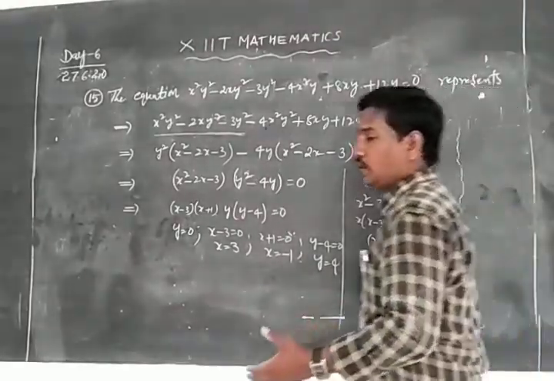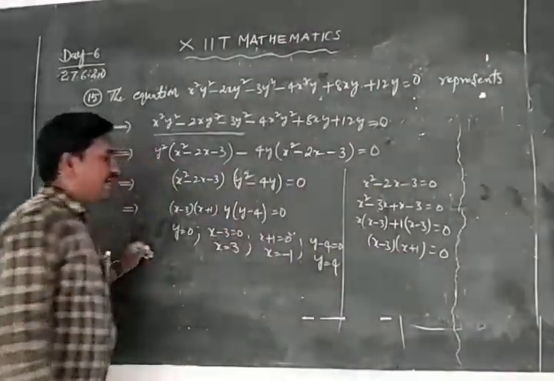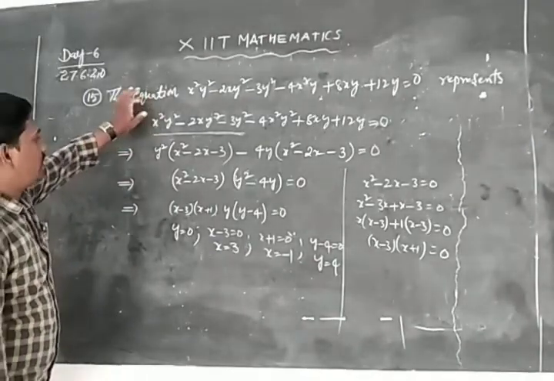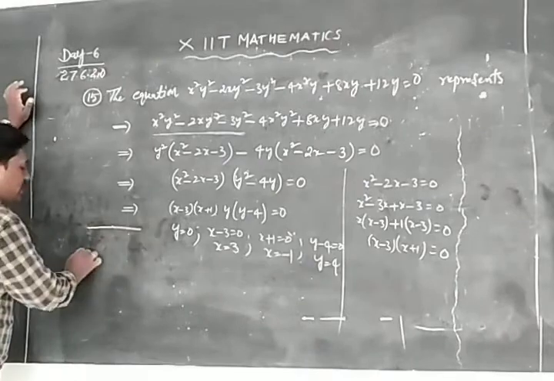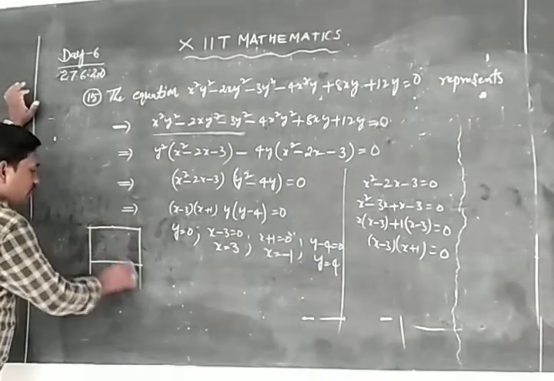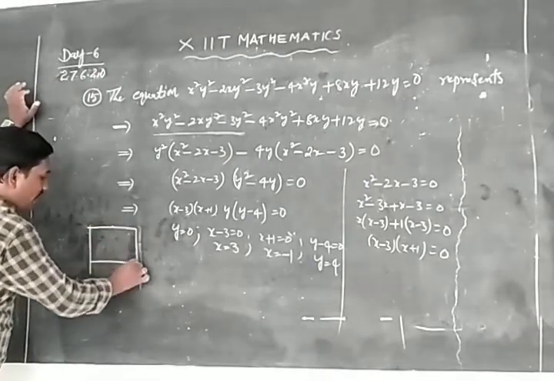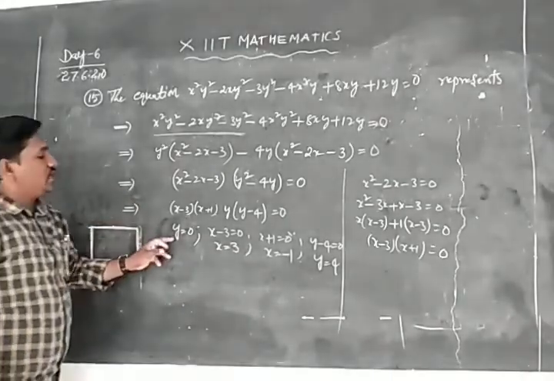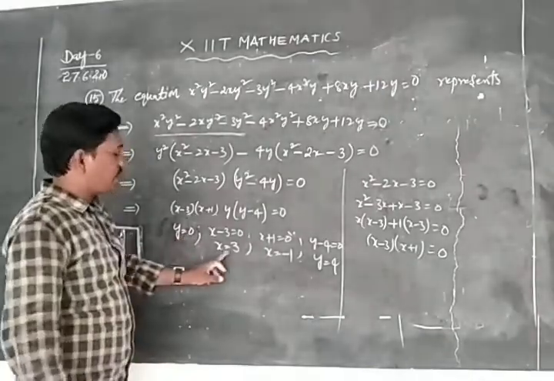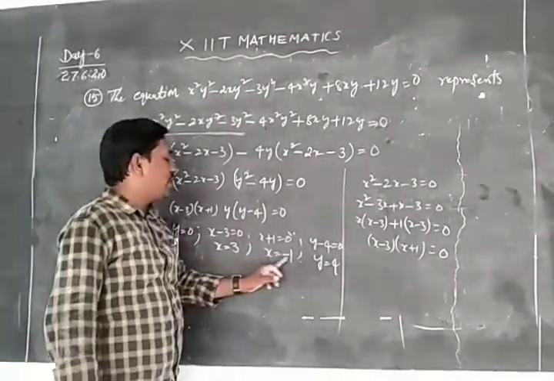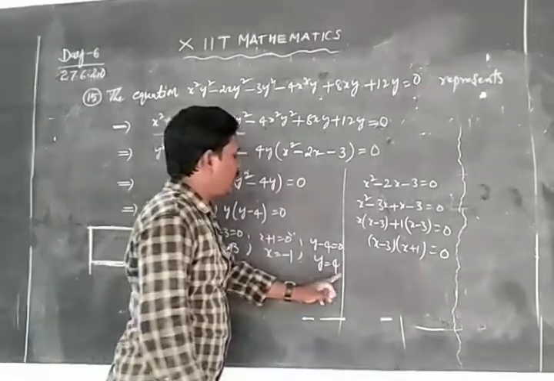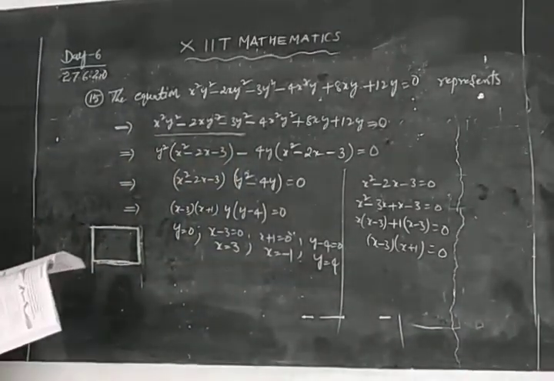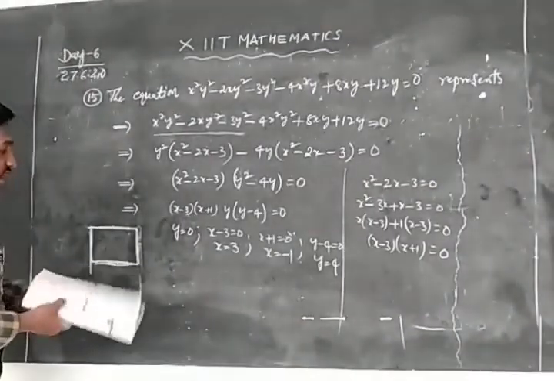The set of four straight lines make a square. These are straight lines, so we take the square. Y equal to 4 is a straight line, x equal to 3 is also a straight line, x equal to minus 1 is also a straight line, y equal to 0. Here four straight lines, so what do they represent? A set of four lines forming a square.